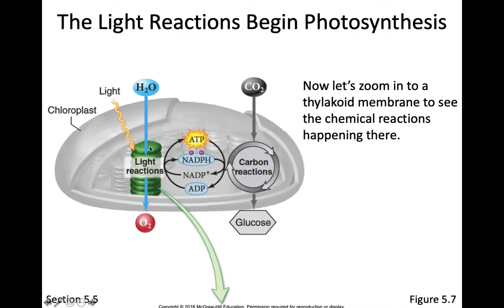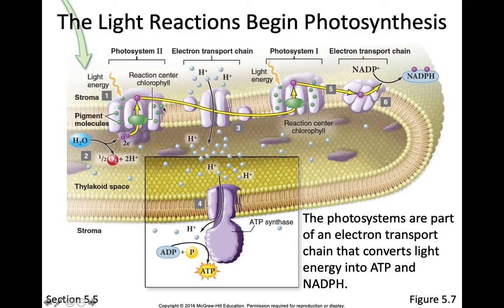So let's go ahead and zoom in on these thylakoids and see what's happening on the inside of those. This is a little complicated reaction here. Essentially what's going to happen is the light energy is going to come in, and it's going to strike the thylakoid space. This is the inside of the thylakoid space right here. This is the thylakoid membrane.